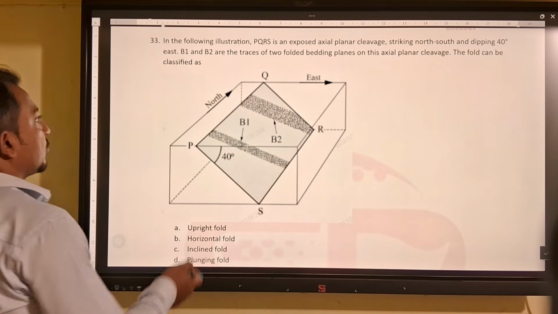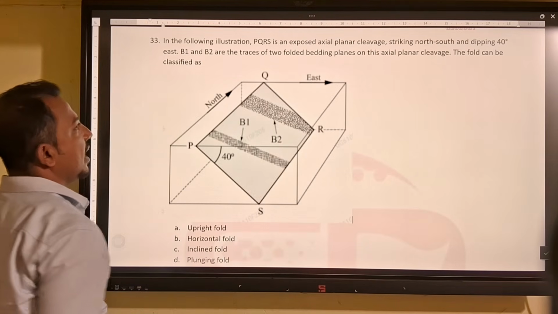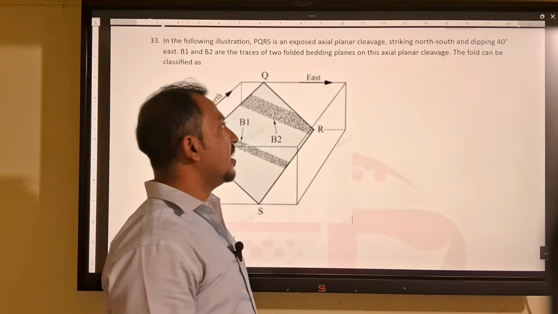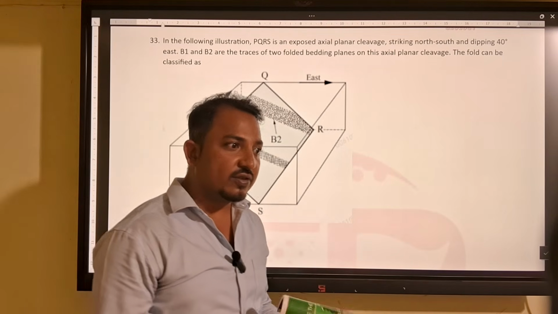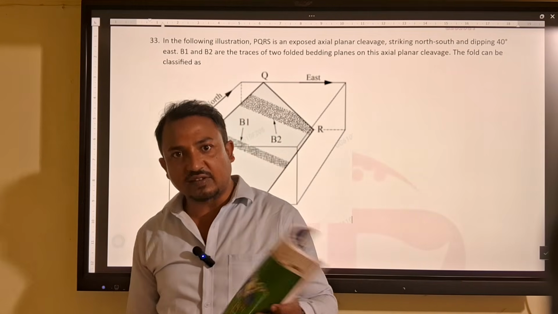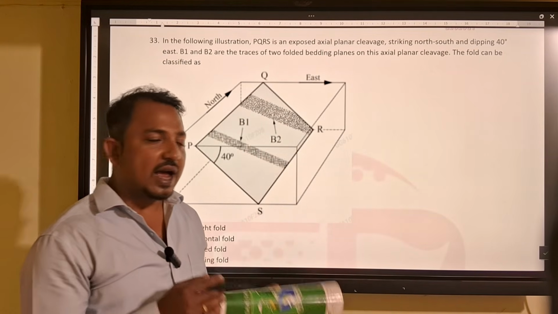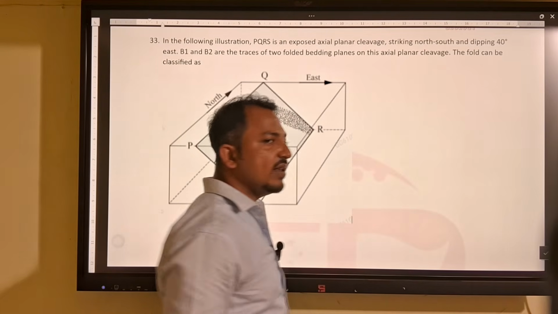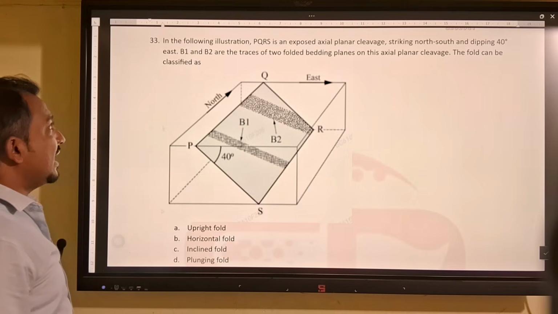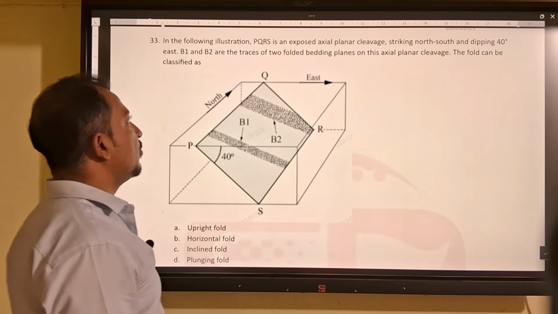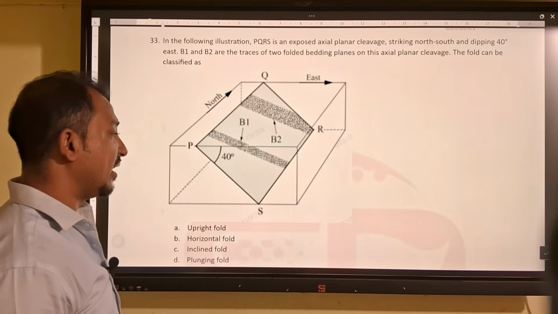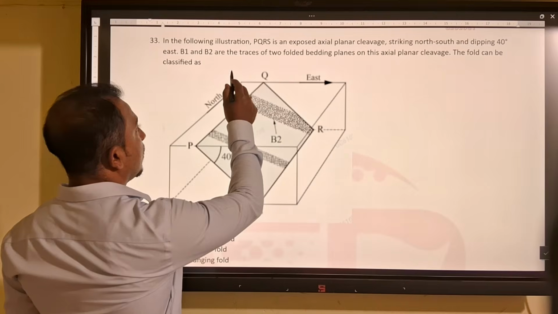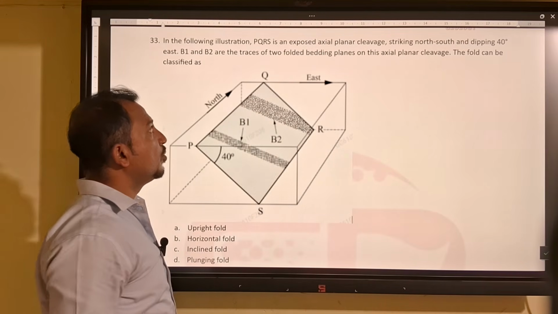So now we have the axial planar cleavage, that is PQRS. That is striking north south. So PQ is along the north south direction and it dips at about 40 degrees. That means if the axial planar cleavage dips 40 degrees, the axial plane also dips similarly. That means the axial plane is inclined. Then B1, B2 are the traces of the two folded bedding planes on the axial planar cleavage. So on the axial planar cleavage we have traces of two folded bedding surfaces.